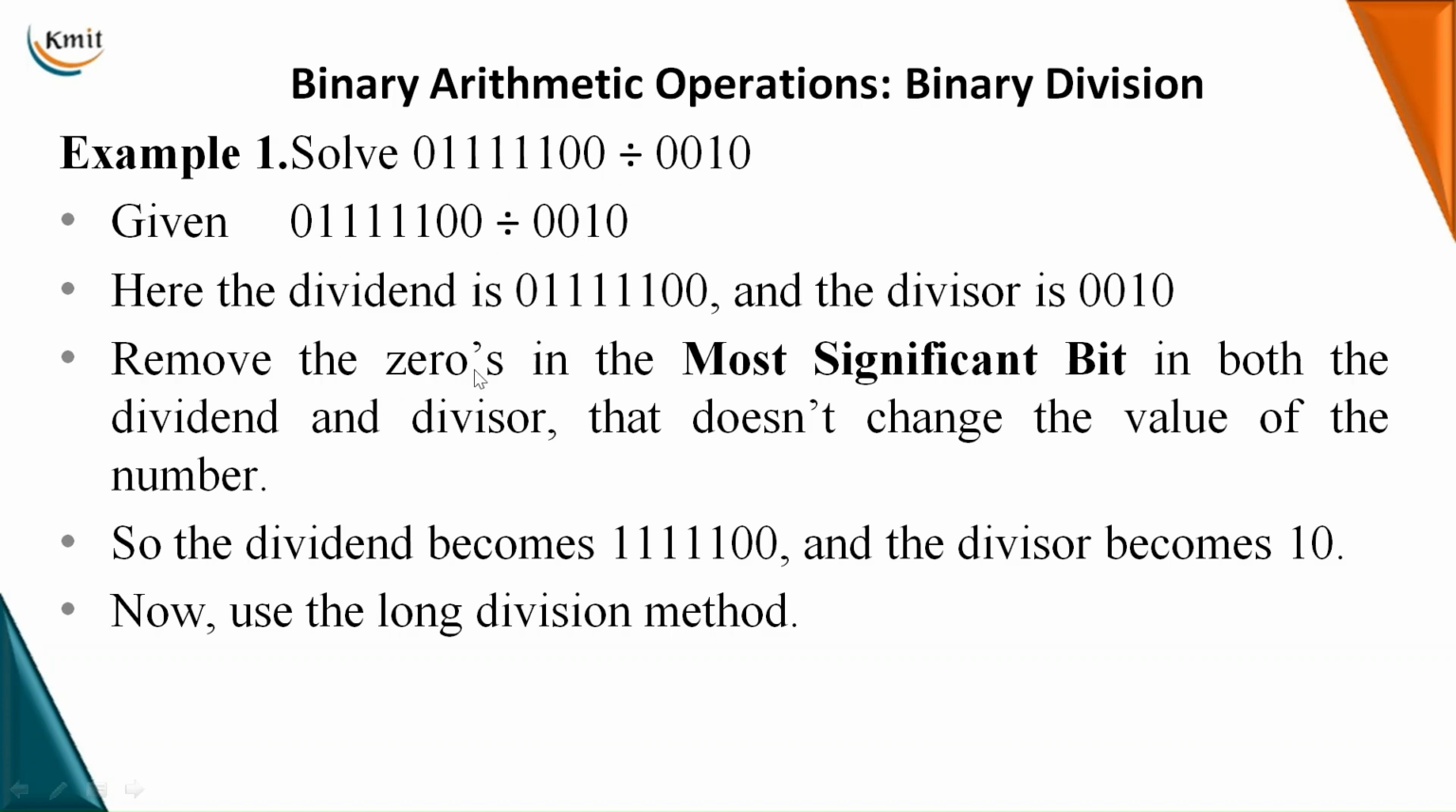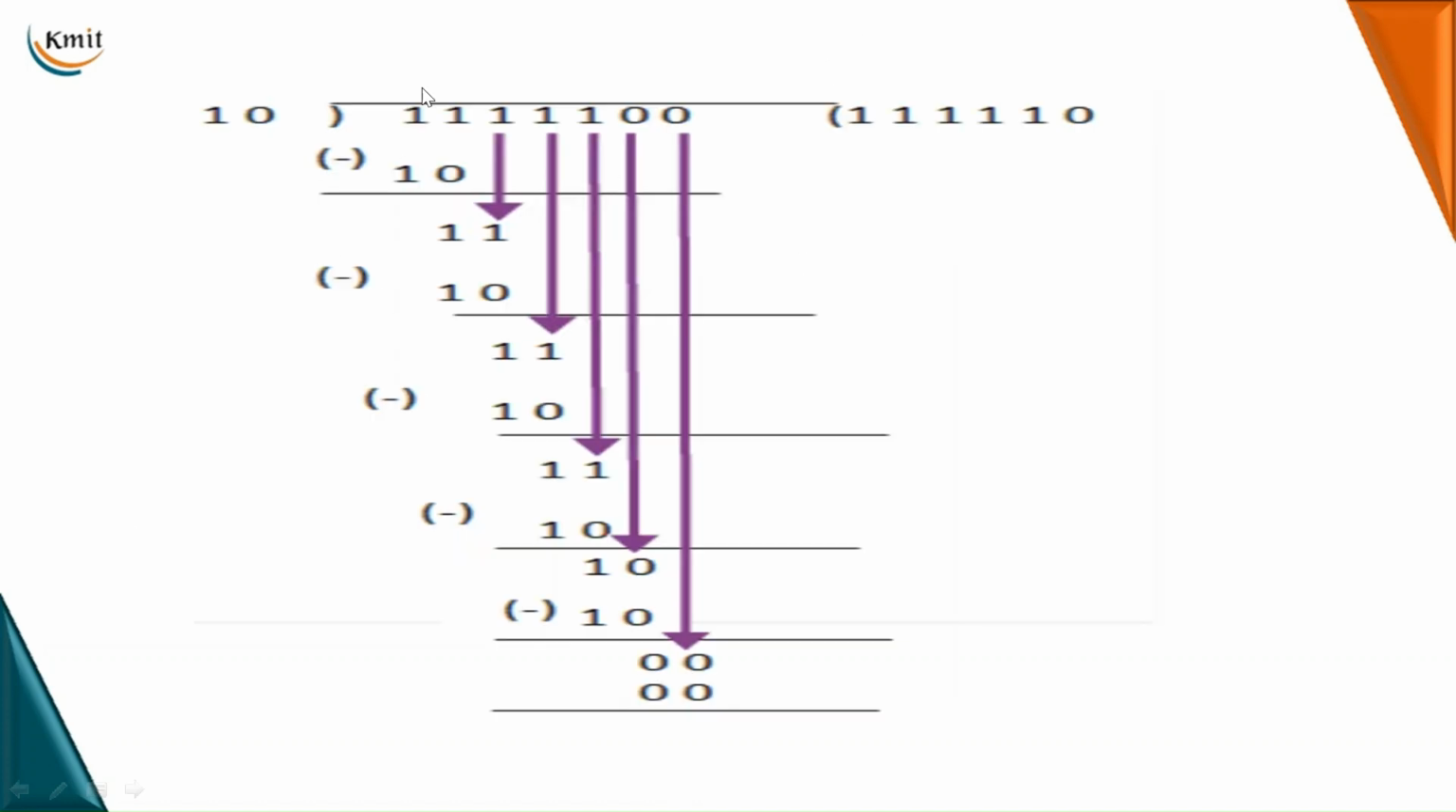So you have to remove the zeros in the most significant bit in both the dividend and divisor, because that does not change the value of a number. So I am going to remove the most significant bits, this 0 and these two zeros. Then I am going to use the long division method. So 1, 1, 1, 1, 1, 0, 0 by 1, 0.